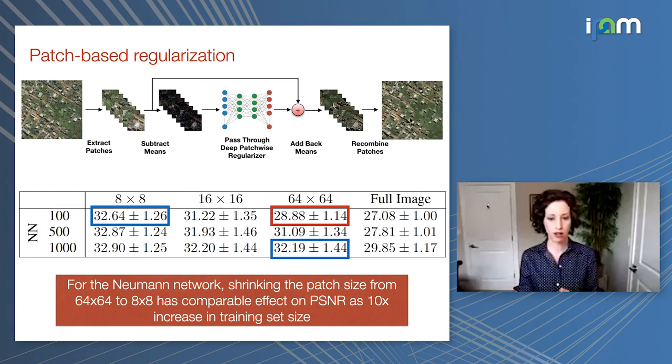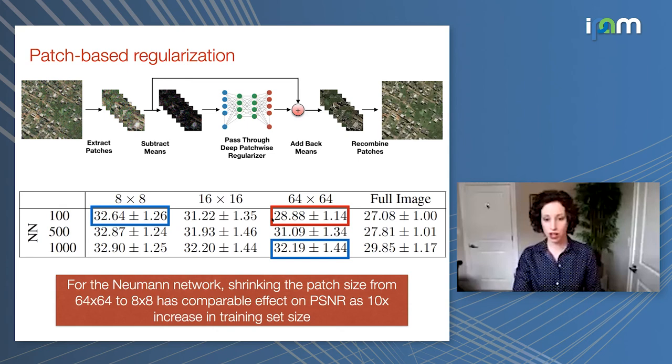Here are some peak SNR numbers, with each row corresponding to a different size training data set. What we see is that if we've got big patches, 64 by 64, then the Neumann network gets a PSNR of 29 when we've got 100 training images. Now, if I want to boost that PSNR up to 32 or higher, this table is showing me that I've got two possible courses of action that I can take.